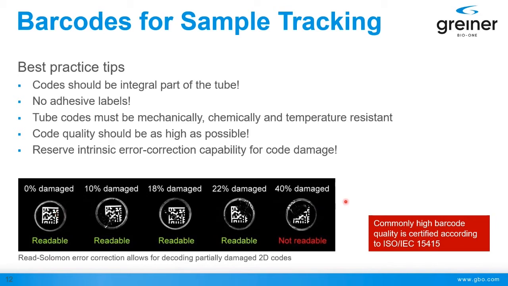What has been done here is that a data matrix code has been replicated, printed 5 times, and then destroyed on purpose with a very harsh, super hot needle. And what you see is that it tolerates quite some damage. But this tolerance, this error correction, you want to save for the unlikely event of a sample getting damaged during its lifetime, and you don't want to compromise data matrix quality from the beginning. Yeah, that's the point.